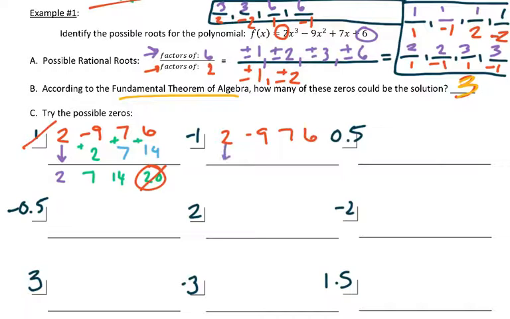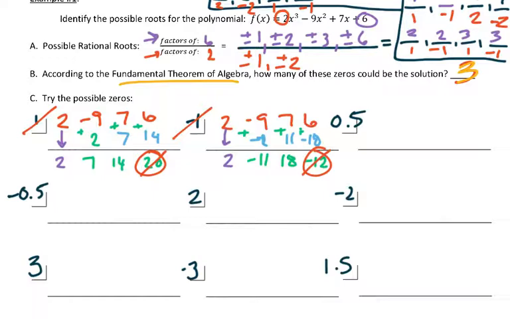Alright, so the first thing is we'll bring down the 2. -1 times 2 makes -2. -9 plus -2 makes -11. -11 times -1 makes 11. 11 plus 7 makes 18. 18 times -1 makes -18. And 6 minus 18, or plus a -18, makes -12, which is not 0, so that's not going to be a factor. Alright, moving on.